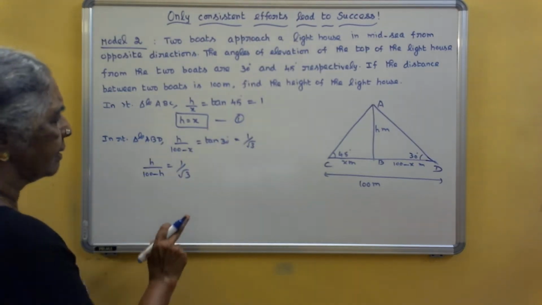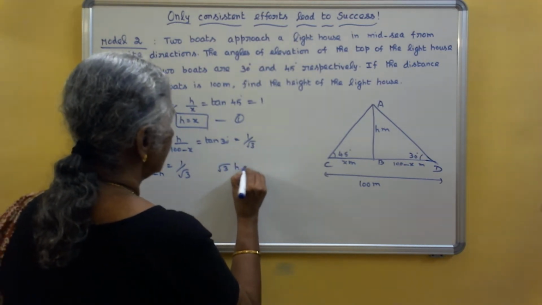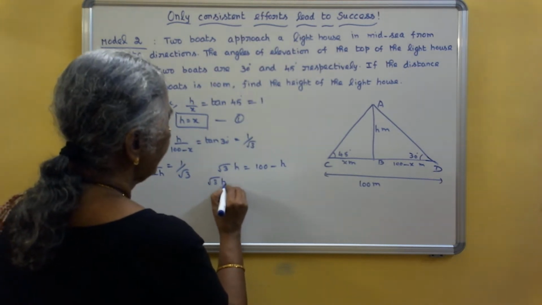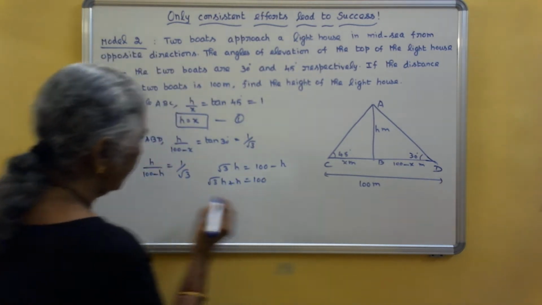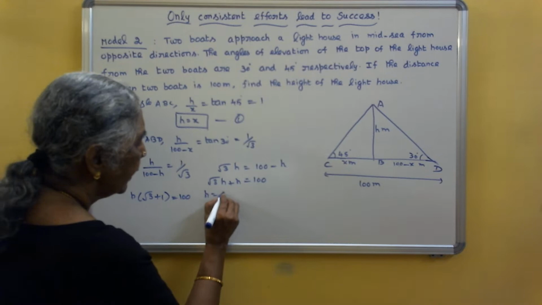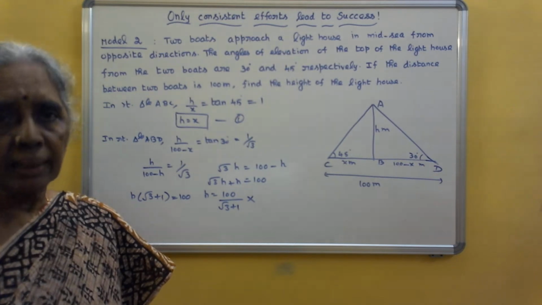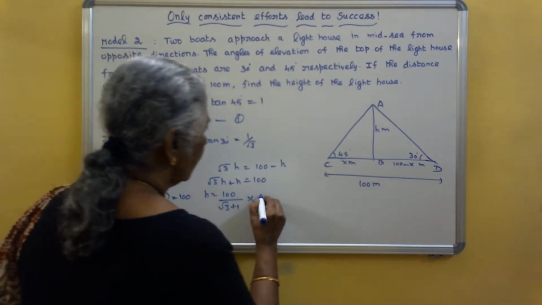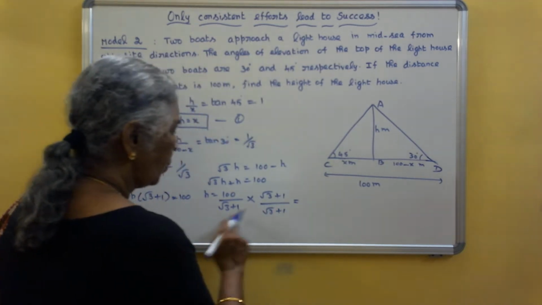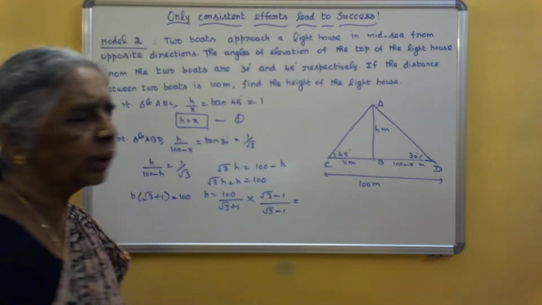From 1 you are writing this. Now cross multiply. So you will get root 3h is equal to 100 minus h. Bring the h here. Root 3h plus h is equal to 100, or h into root 3 plus 1 is 100. H is 100 by root 3 plus 1. Already I told you, you have to rationalize the denominator. So into root 3 plus 1 by root 3 plus 1. Sorry, you have to do root 3 minus 1, root 3 minus 1.